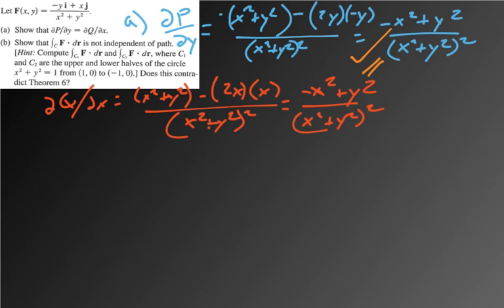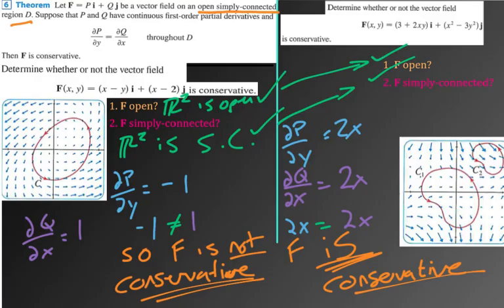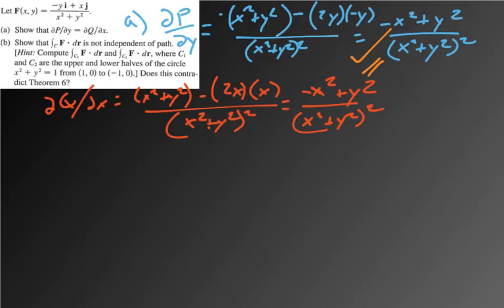So you would think that if these things are equal, then the field is conservative, which would mean that it's independent of path. Independent of path just means that if you have two points, I can go this way and get the same answer as going that way. That's what independent of path means, which should happen if it's conservative, right? But that is not the case, and we will talk about why.